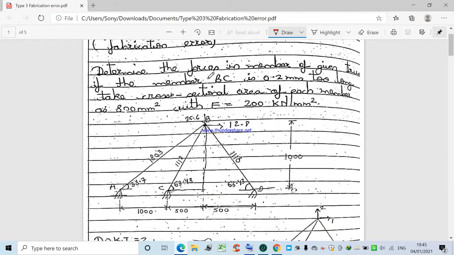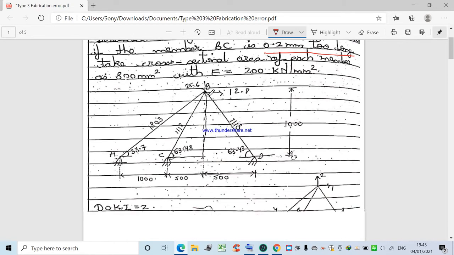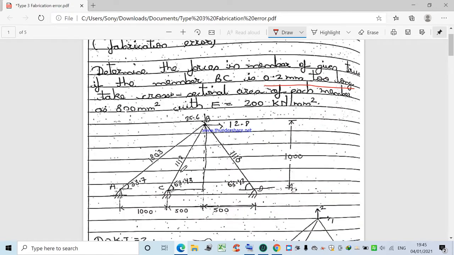So determine the force in the member of a given truss. There are a number of members: AB is there, BC is there and CD is there. So there are three members connected in the truss geometry. Here it is given that the member BC is 0.2 mm too long. That means the fabrication error occurs in the member BC. So whatever correction we are going to apply in this numerical is applicable only for the member BC.